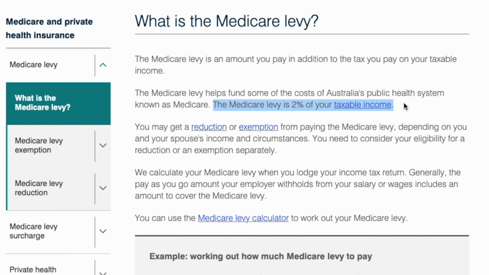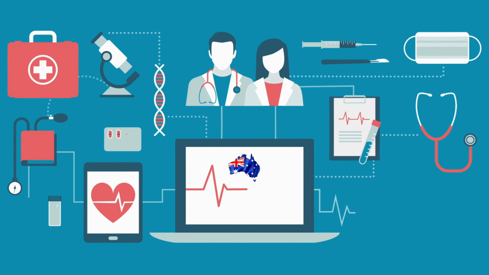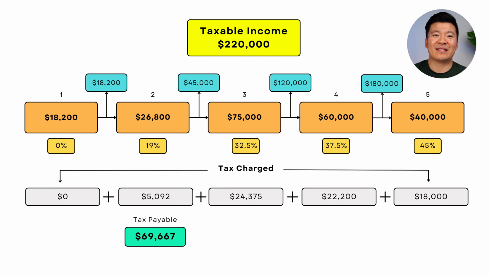Every Australian is charged an additional 2% Medicare levy. This levy is to help fund Australia's public healthcare system. So those bulk bill doctor visits that you go to are not entirely free. You and many other Australian residents are helping to fund it by paying the Medicare levy through tax. So James has to pay an extra 2% Medicare levy on his $220,000, which comes to $4,400.